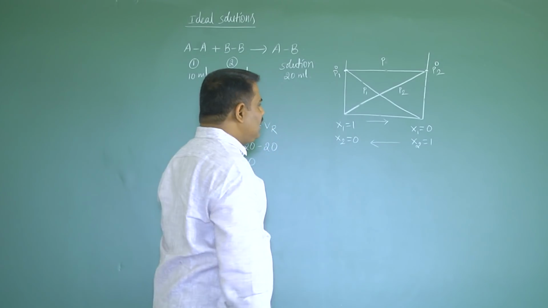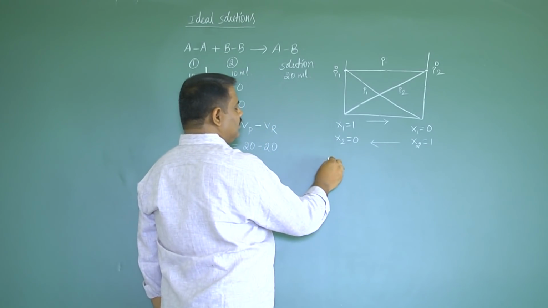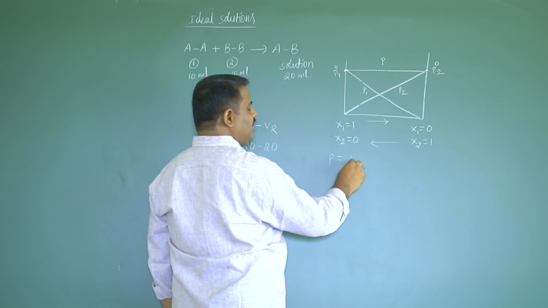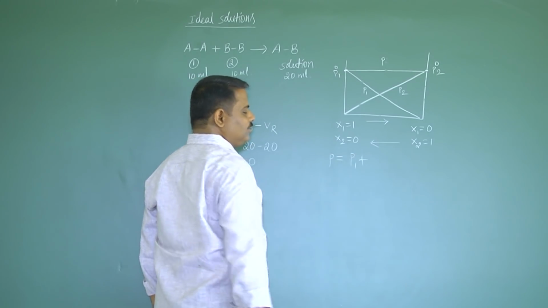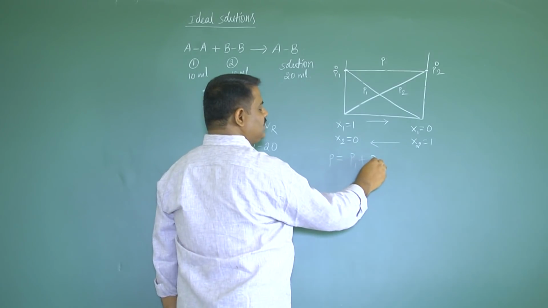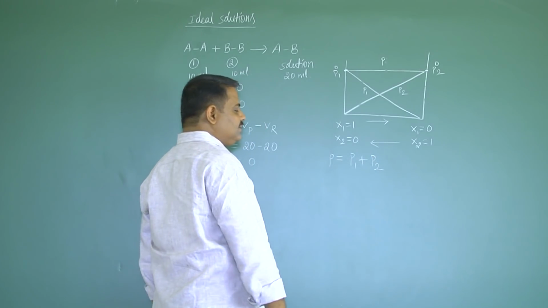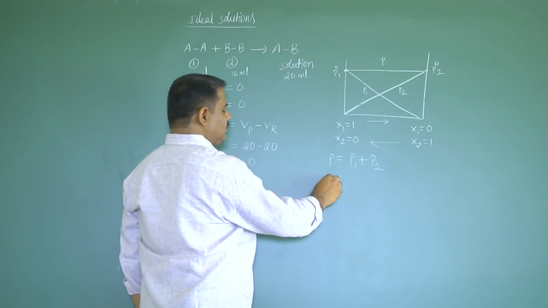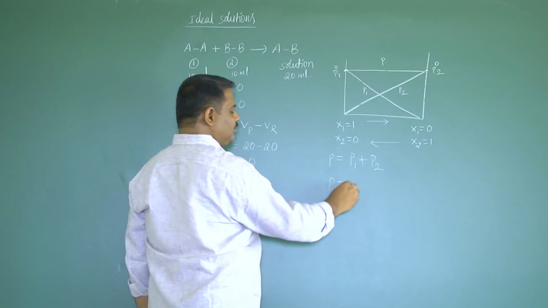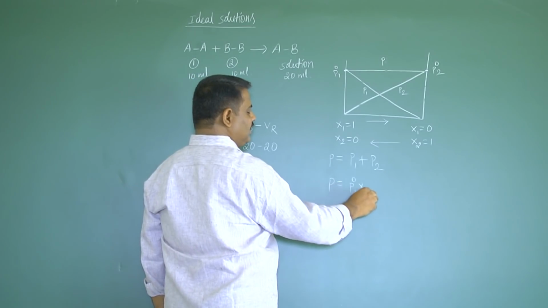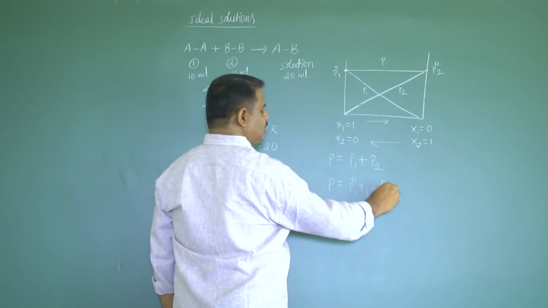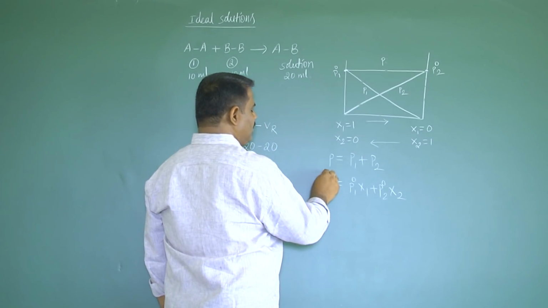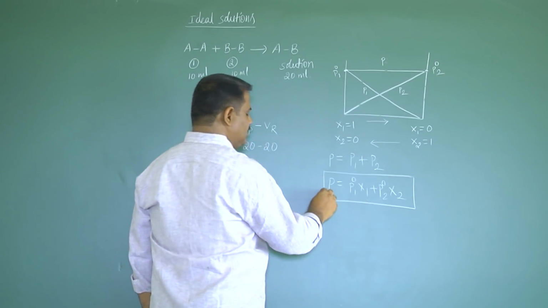So as we know, Dalton's law of partial pressures states that total pressure of a gaseous mixture is equal to the sum of the partial pressures of individual gases in the gaseous mixture. Now we can write total pressure is equal to P01 x1 plus P02 x2. This is the formula for ideal solutions.